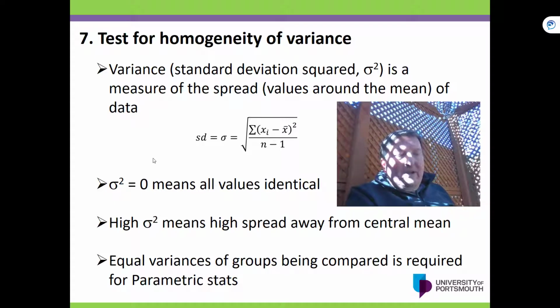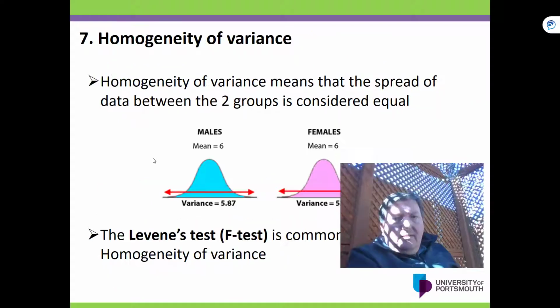a non-parametric method. Okay, so remember, for parametric statistics you need data to be independent, you need it to be normally distributed, and then the third thing is you need homogeneity of variance. So homogeneity of variance means that the spread of data between the two groups is considered equal.